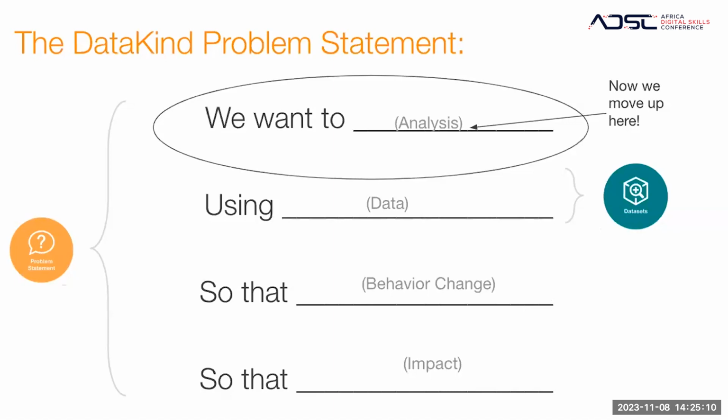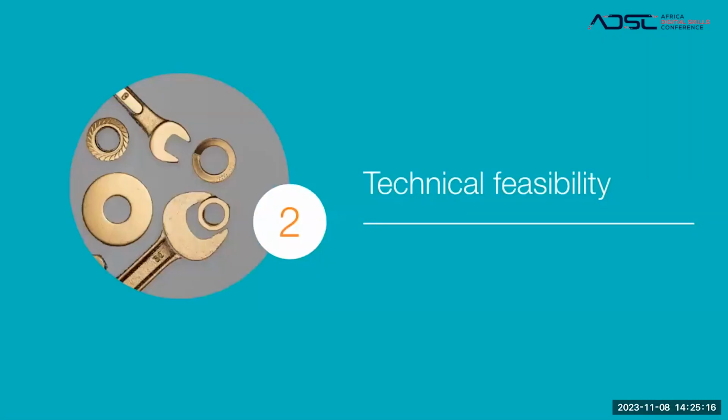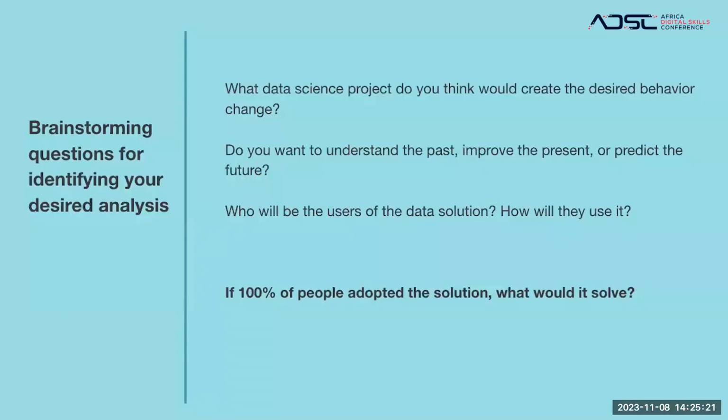So with some changes mapped out, it's time to move to the top and decide what analysis we want to do. Technical feasibility can be the hardest leap to make, and that's where we're going now. So we start with some brainstorming questions to help determine the analysis to do for the project statement. If you're comfortable with data science, ask yourself what projects might create the desired behavior change. And if not, ask yourself who might be the users of a solution. How might they use it? If a solution was adopted by everyone, what would it solve? These questions help identify if you're on the right track, and they should map back to your problem statement.